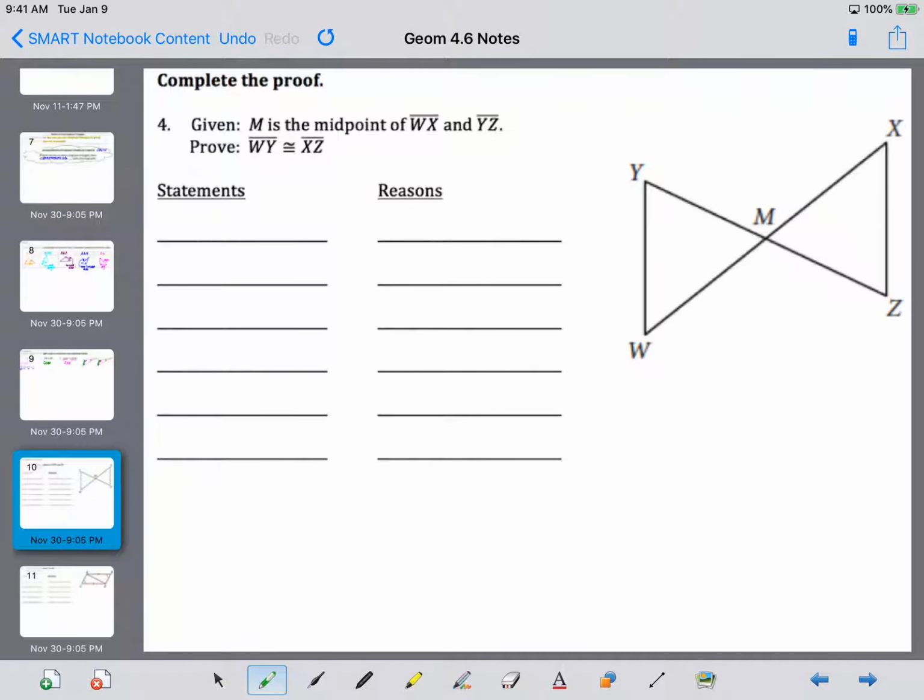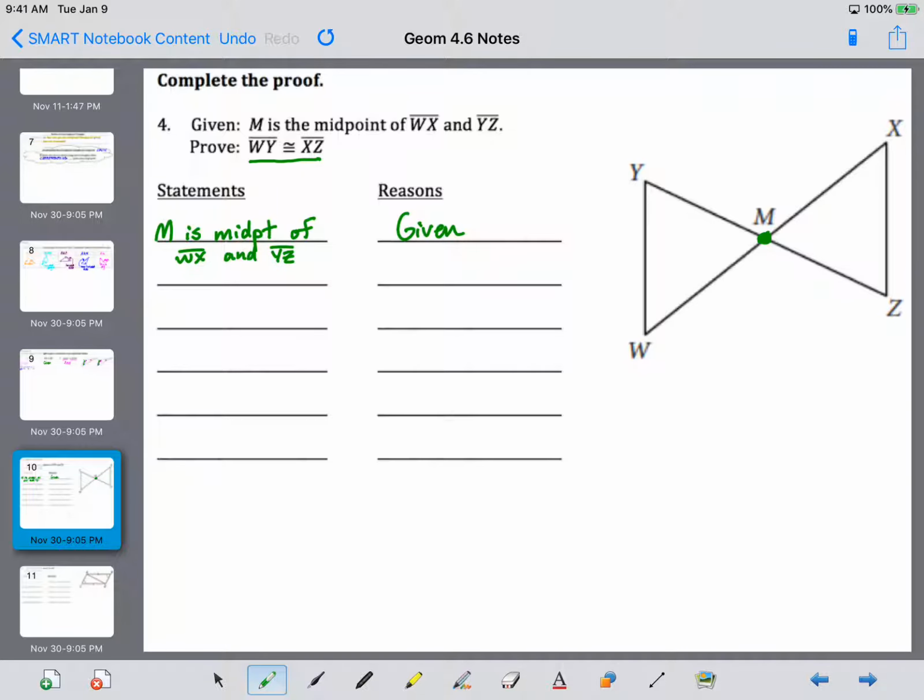Okay, let's look at a proof using this stuff. So they tell us that M is the midpoint of WX and YZ. So with that only thing given, we're going to prove this. All right, so M is right in the middle of WX and YZ. Let's write that as our first statement. M is midpoint of segment WX and segment YZ. And that was just a given.